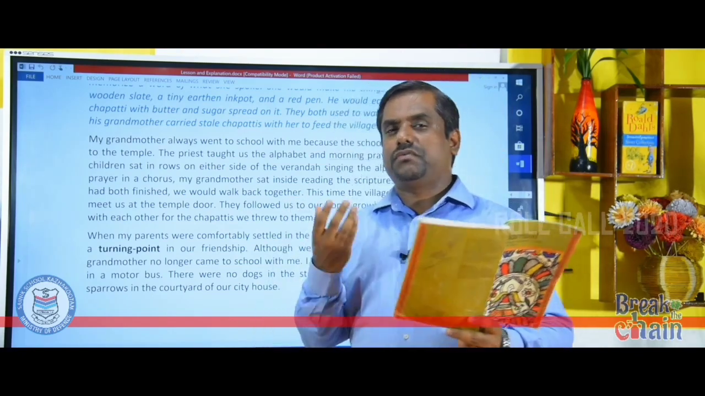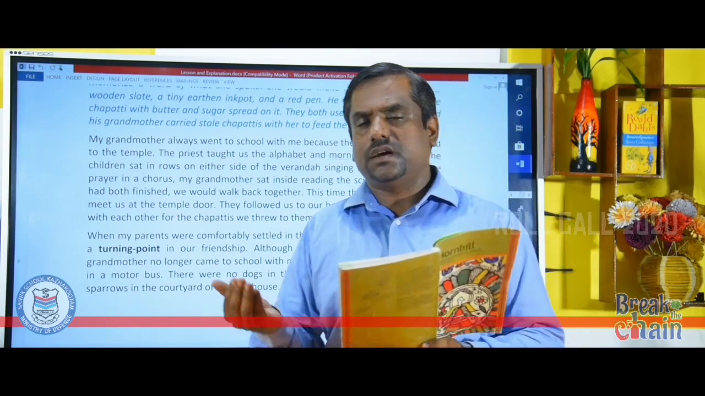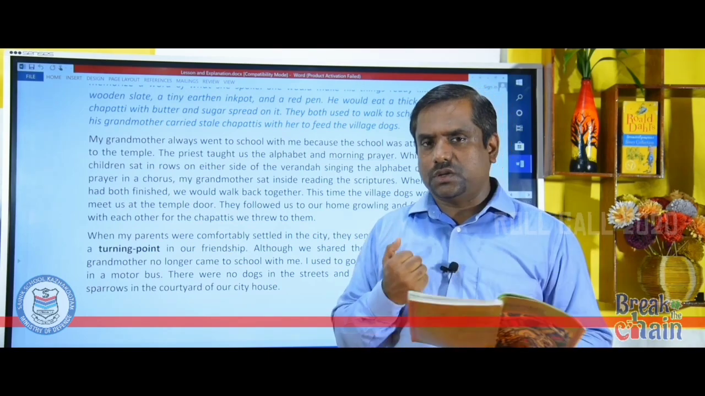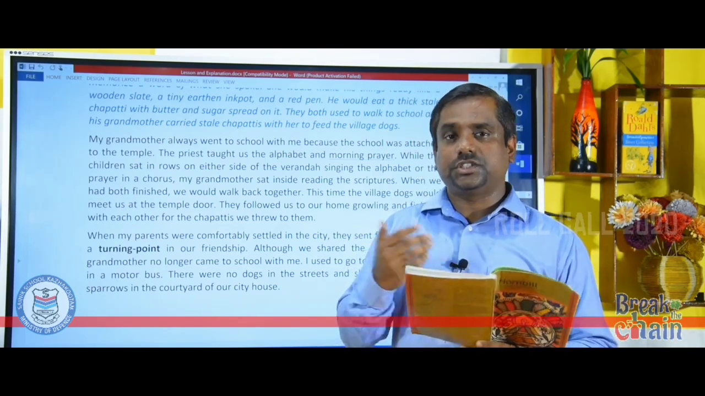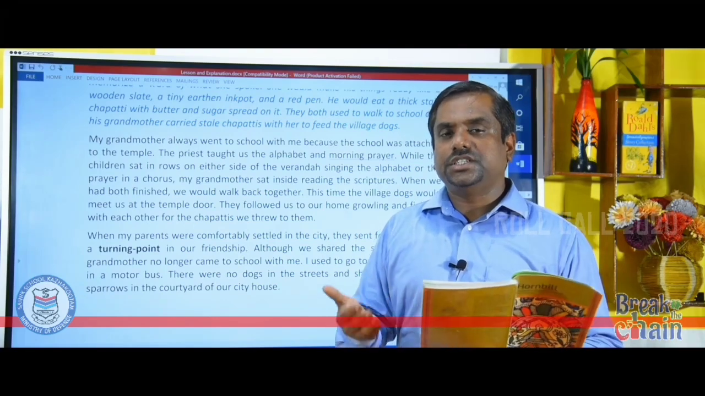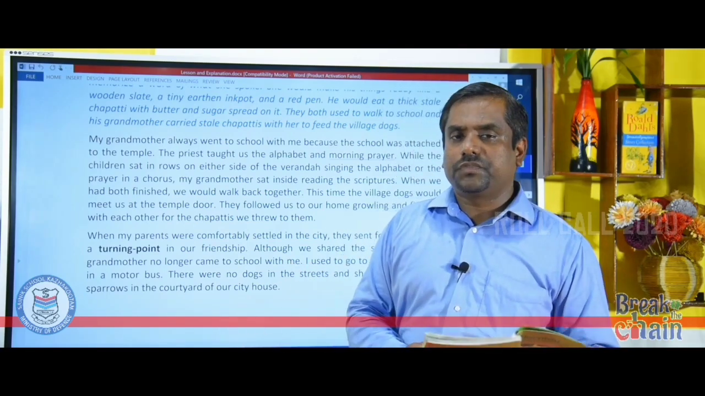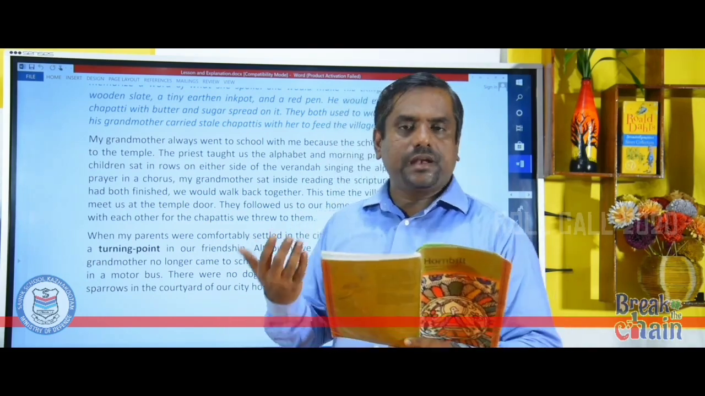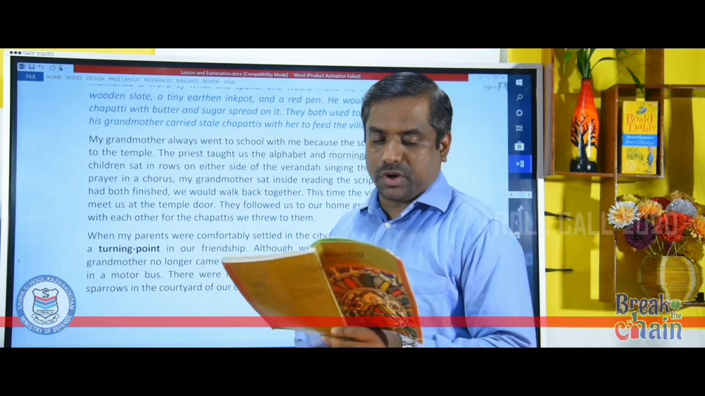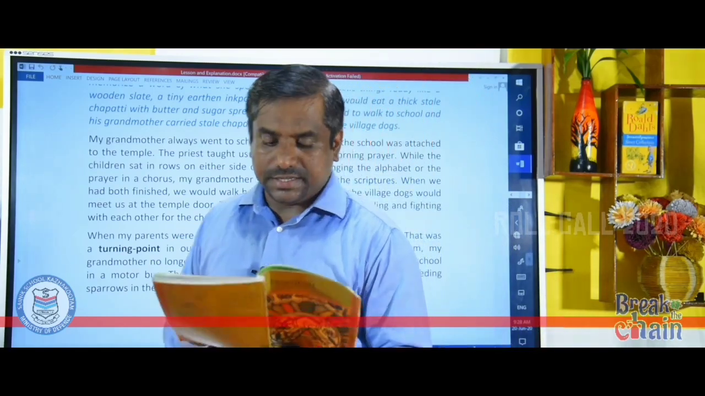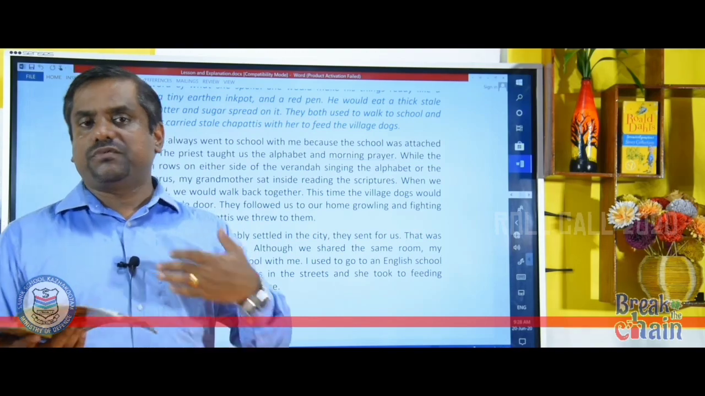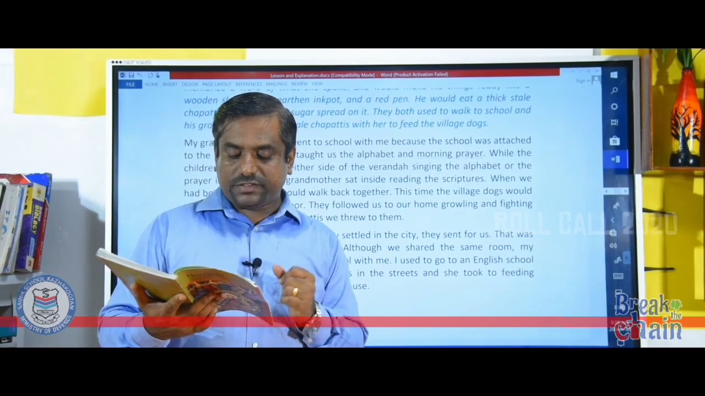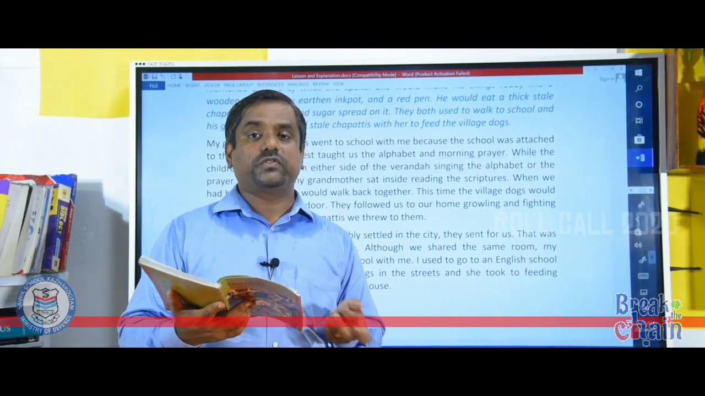Now we see a kind of change taking place in both their lives. Earlier, in the village phase, the very first phase of Kushwant Singh's life as a child, we could see the relationship getting developed between his grandmother and him. Right now they have moved to the city, and that is what he calls a turning point. When my parents were comfortably settled in the city, they sent for both of us. That was a turning point in our friendship. Although we shared the same room, my grandmother no longer came to school with me.